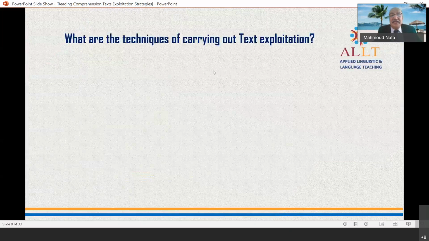Now, what are the techniques for carrying out text exploitation? As it is said in the previous slide, students are not the same. They don't have the same power. They don't have the same strength. Therefore, we should deal with them differently.